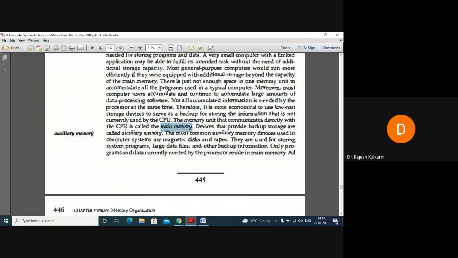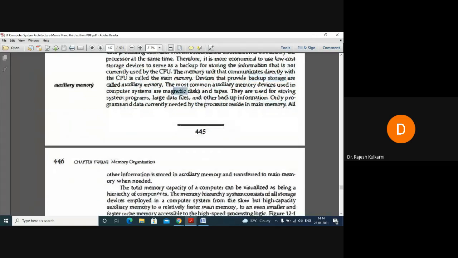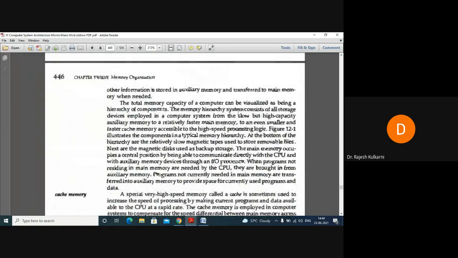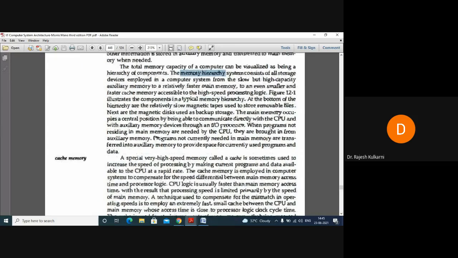So main memory is communicating directly with the CPU. Auxiliary memory means backup storage, secondary storage. Magnetic disk and tape are the examples. I am just taking you through the flow of this chapter. Memory hierarchy you have already seen just now. You have faster memories, smaller memories, cheaper memories, and their comparisons.